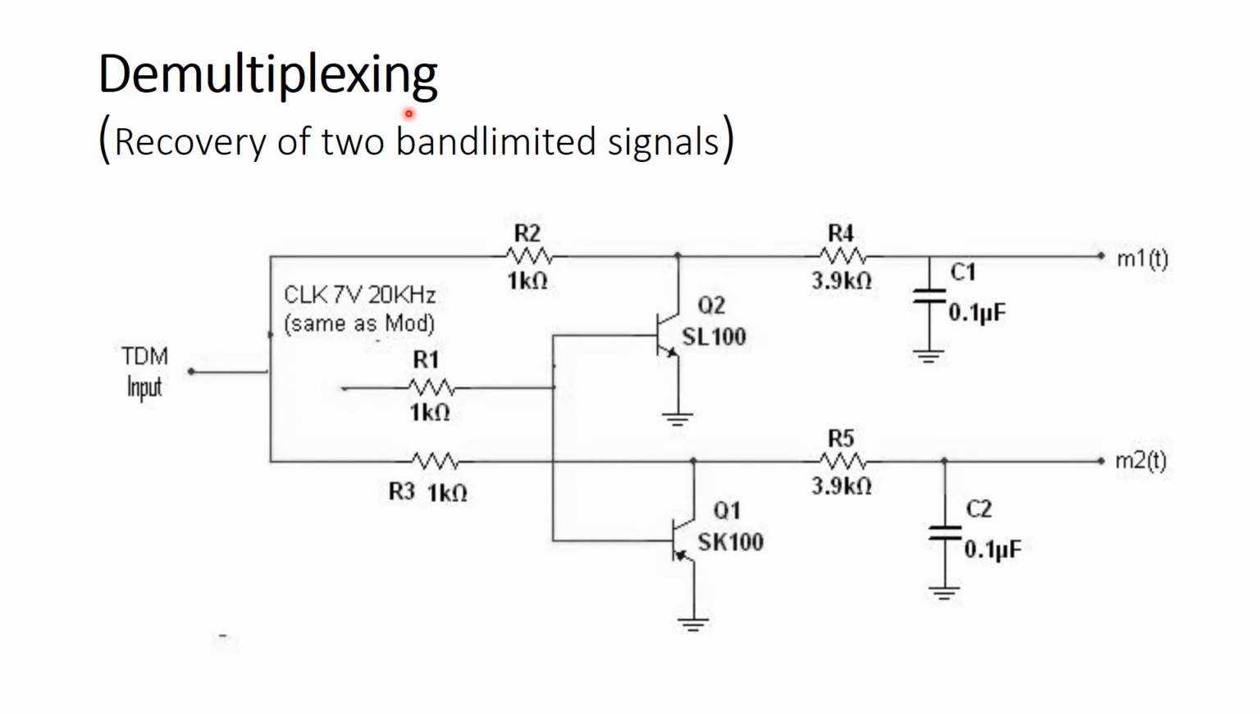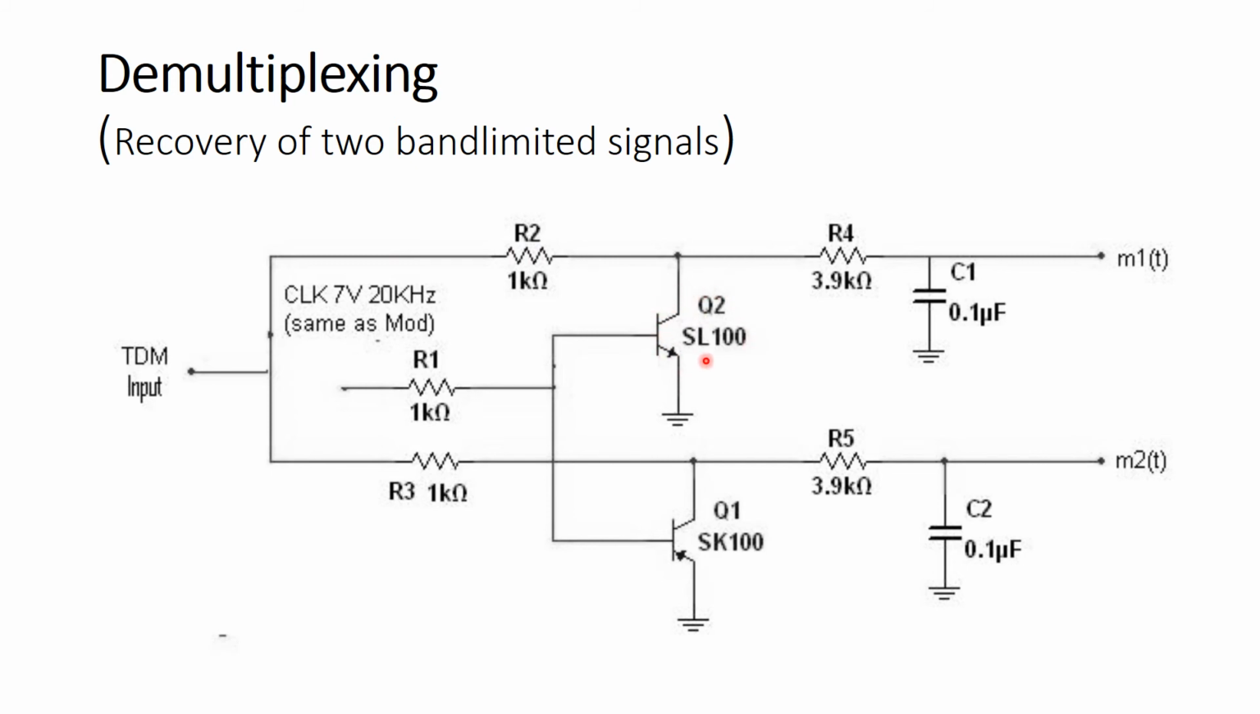This is the circuit used for demultiplexing. Demultiplexing is the recovery of two band limited signals which are multiplexed. So the TDM input, the time division multiplexed input, is the input to the demultiplexing circuit.